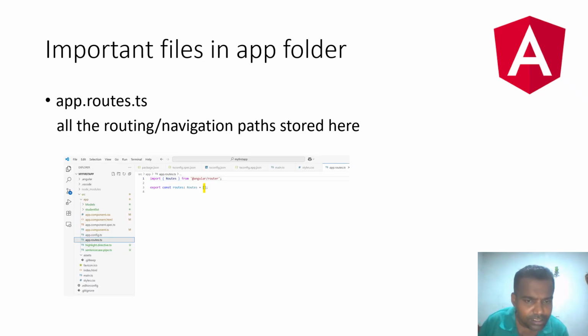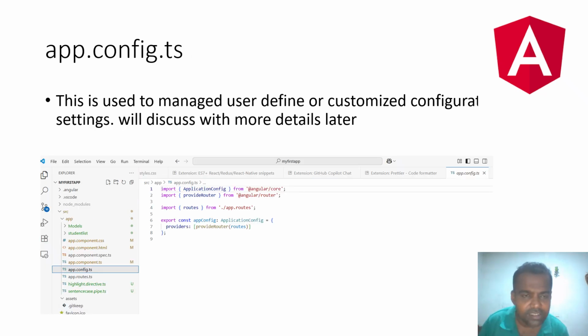Here you can see important files in the app folder. One is app.routes.ts. Using that, we can define all the routing or navigation paths in the Angular application. We will do that in the next lesson. Another one is app.config.ts. Using that, we can add customized configurations like HTTP configuration or some other third-party configurations.